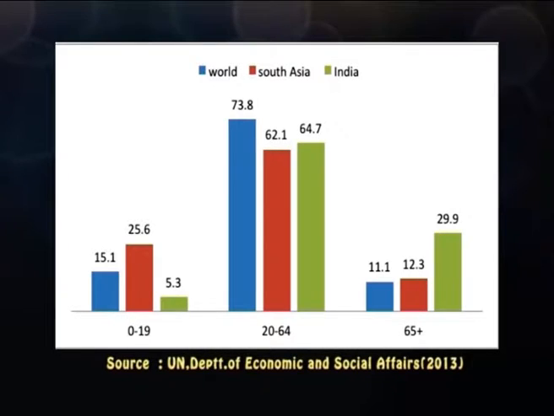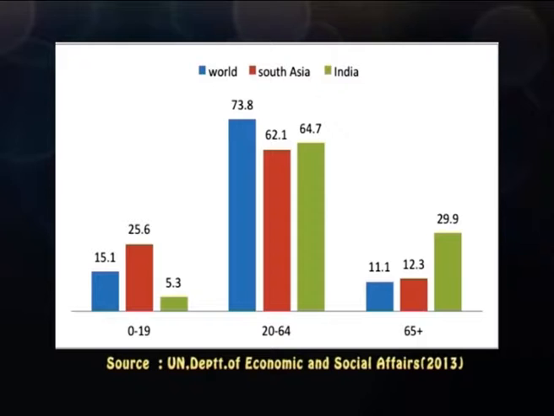The figure shows that lower proportion of the international migrants from India belong to the age group 0 to 19 years and 20 to 64 years as compared to the average proportion for the world as a whole, while a significantly higher proportion of the migrants from India belong to the age group more than 65 years. It is 29.9% for India as compared to 12.3% for South Asia and 11.1% for world as a whole.